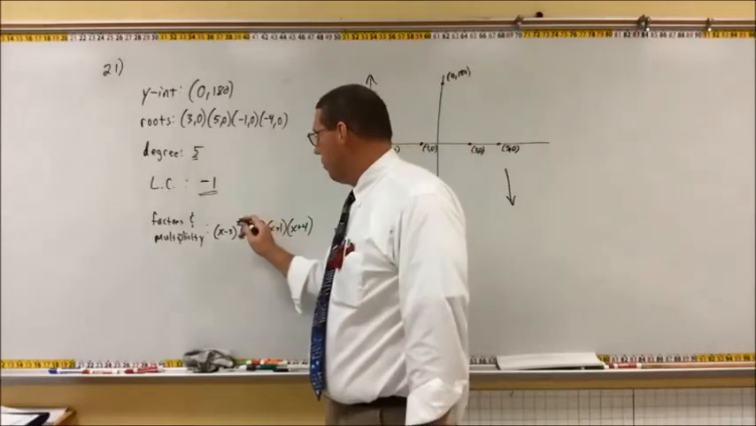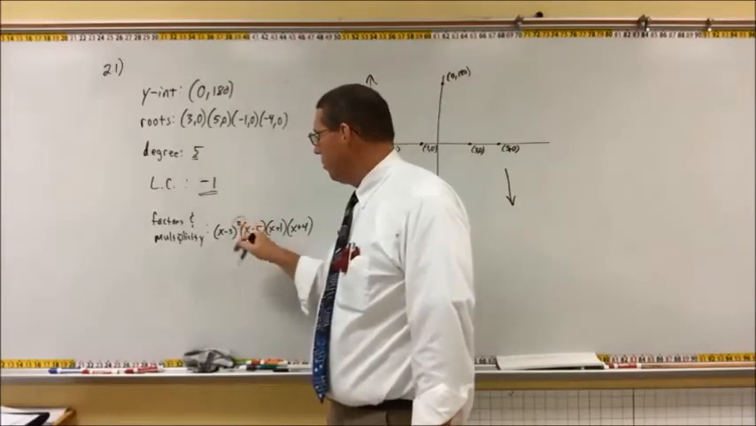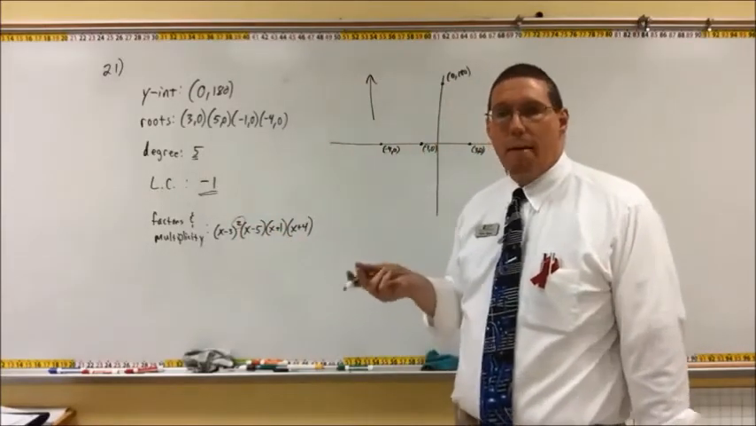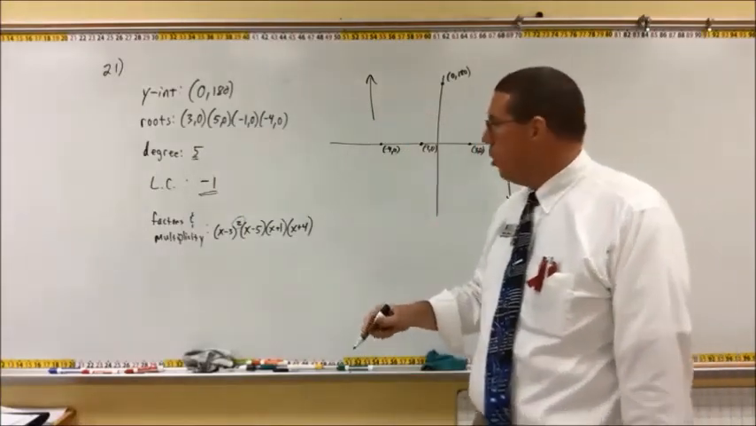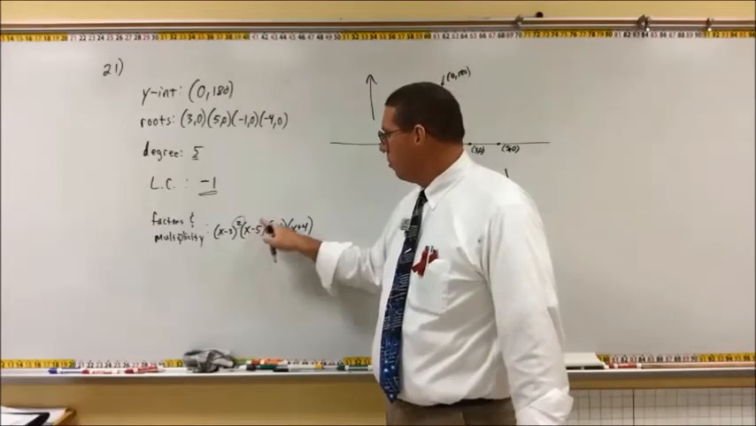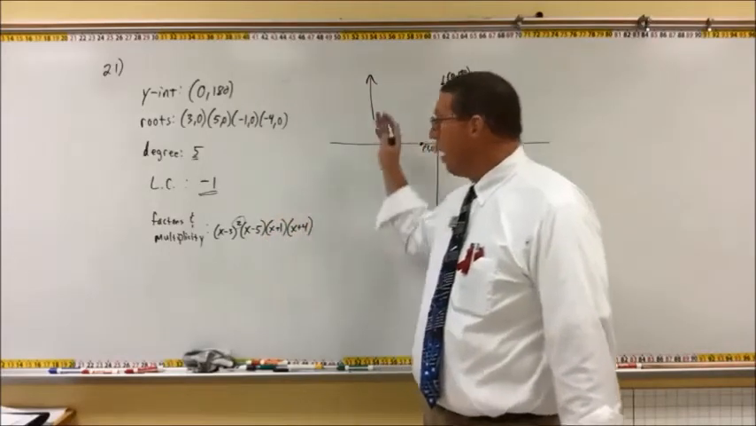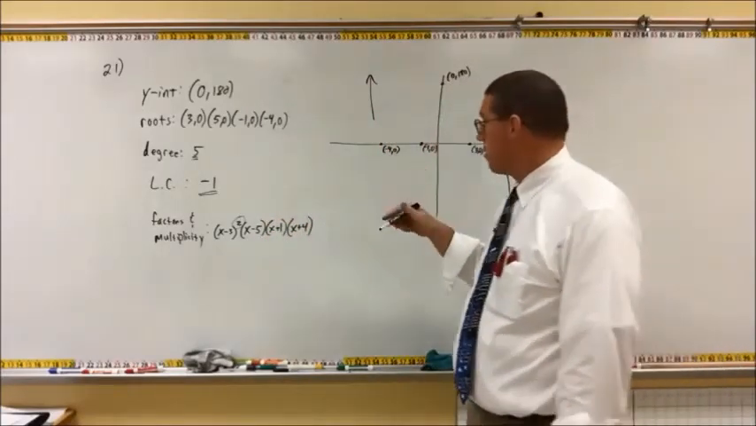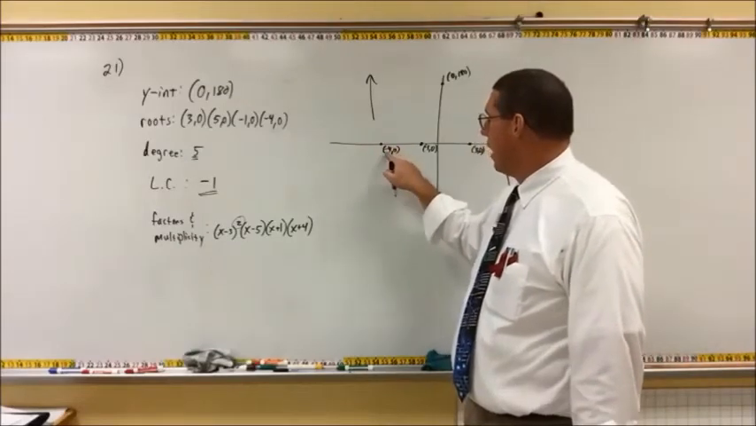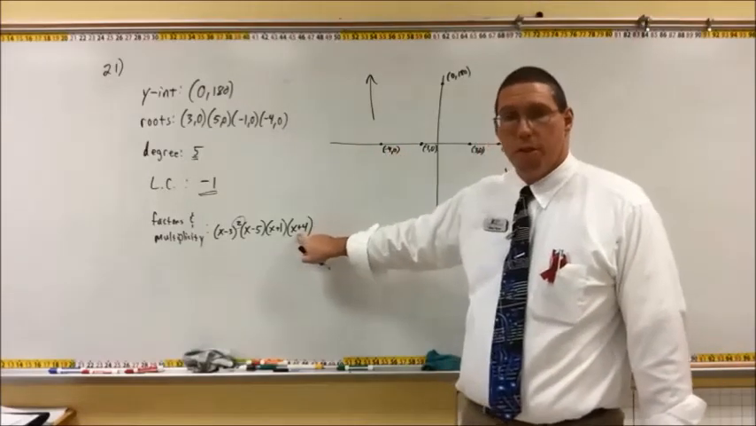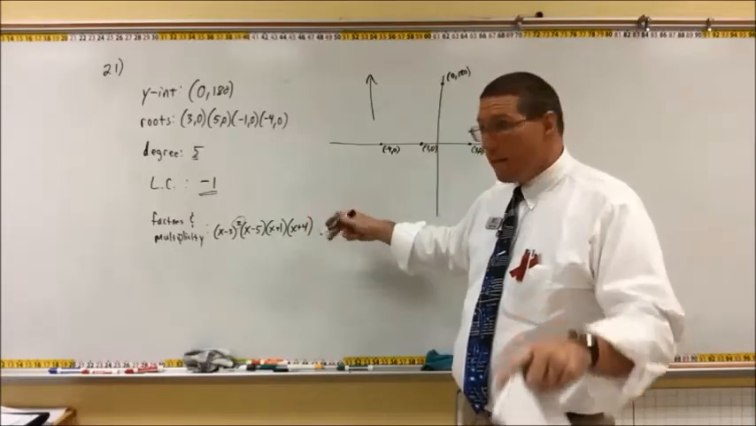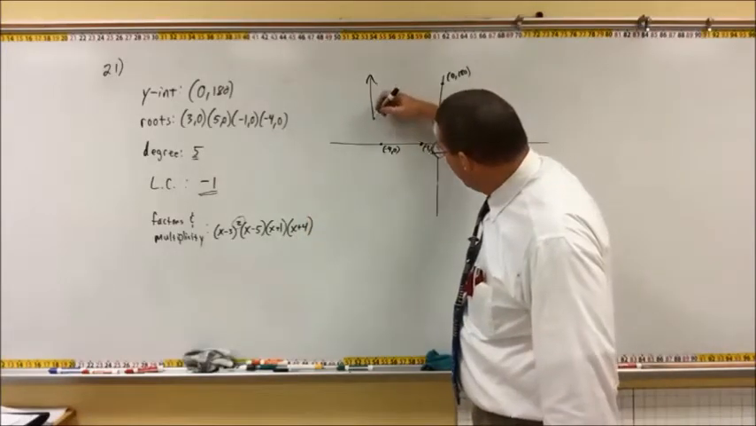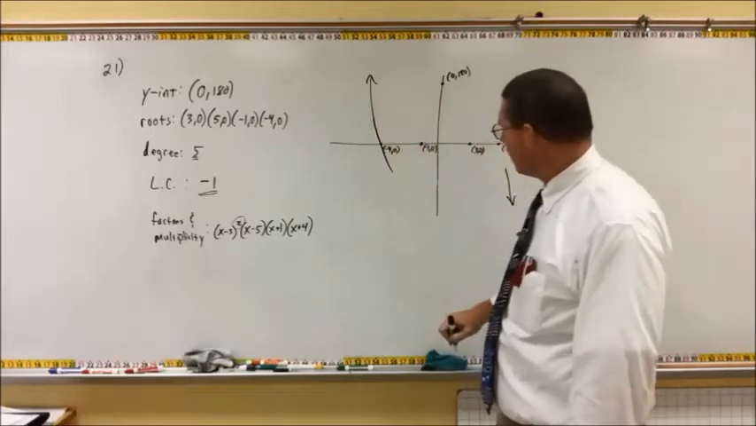But here's the key. We have to be careful about the multiplicity. Remember, when the multiplicity is even, that means the graph does not cross over the x-axis. When the multiplicity is odd, then the graph does cross over the x-axis. So we're approaching -4 here, which is associated with the factor x plus 4, has a multiplicity of 1. That's odd, so we're going to cross over here.